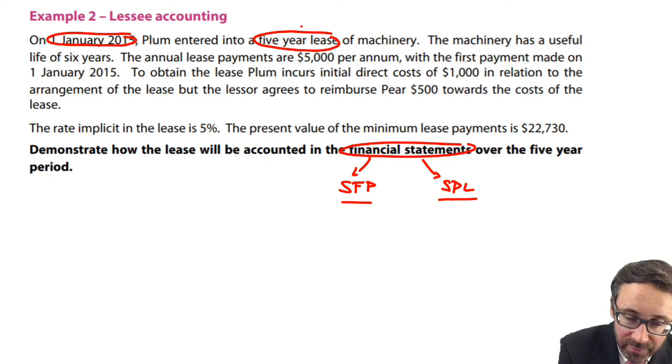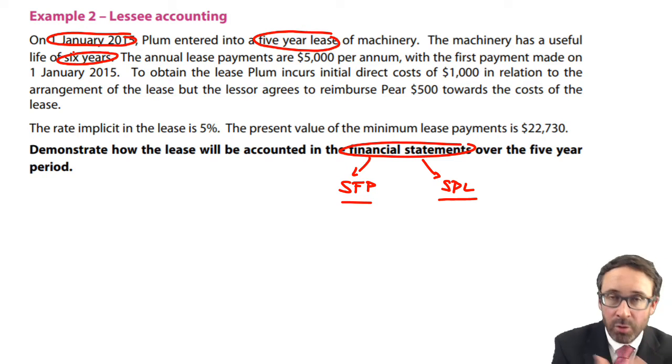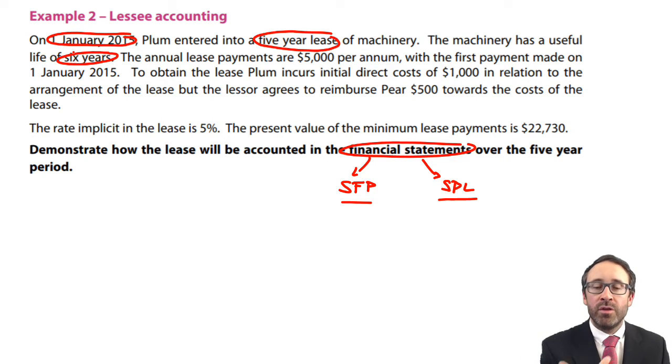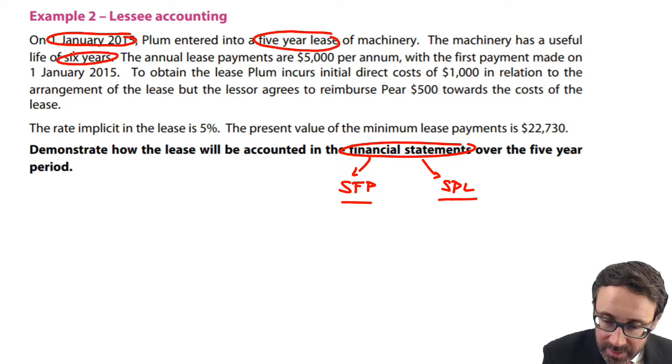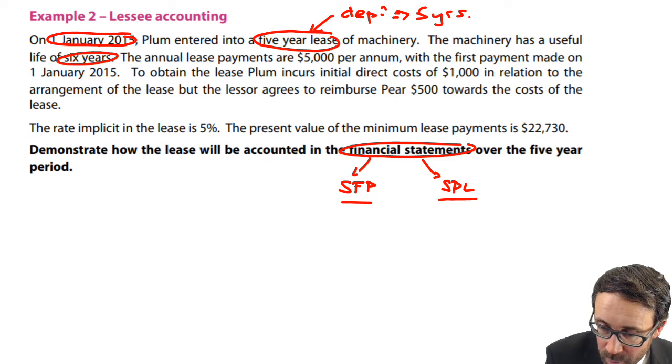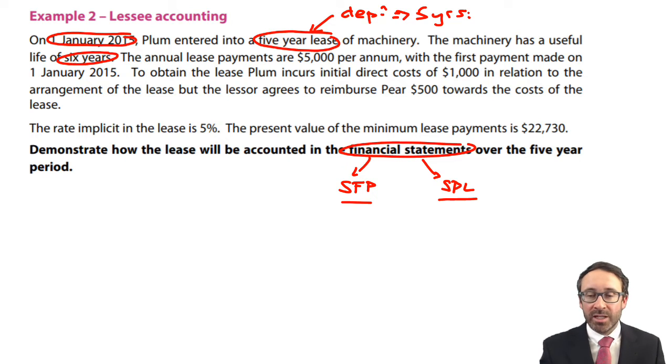Machinery has a useful life of 6 years. So remember, when we're depreciating it, we depreciate it over the shorter of the useful life and the lease term. Here, the lease term is the shorter. So the depreciation is going to be over 5 years, isn't it? Not the 6 years of the useful life.